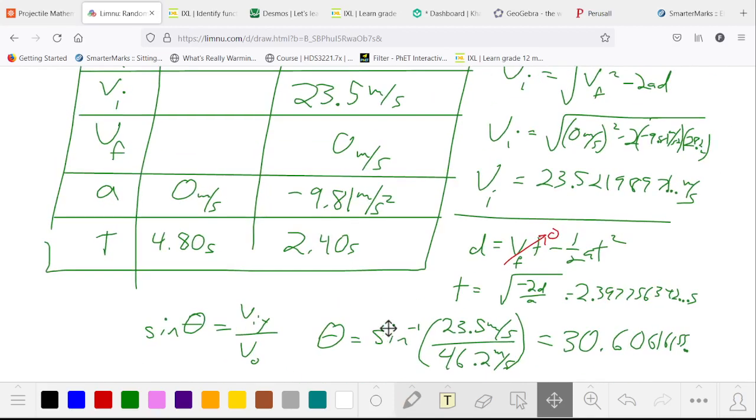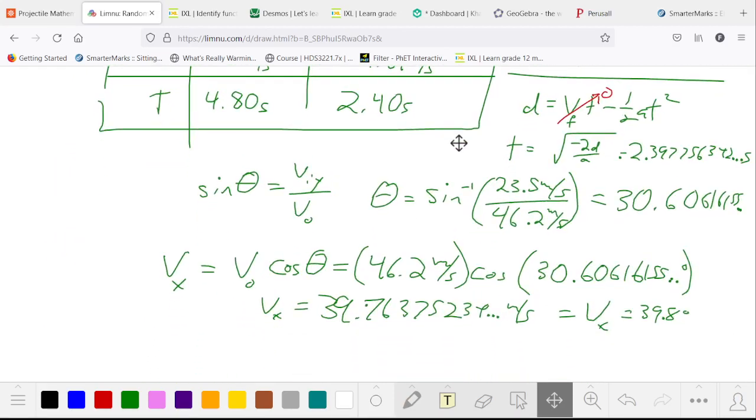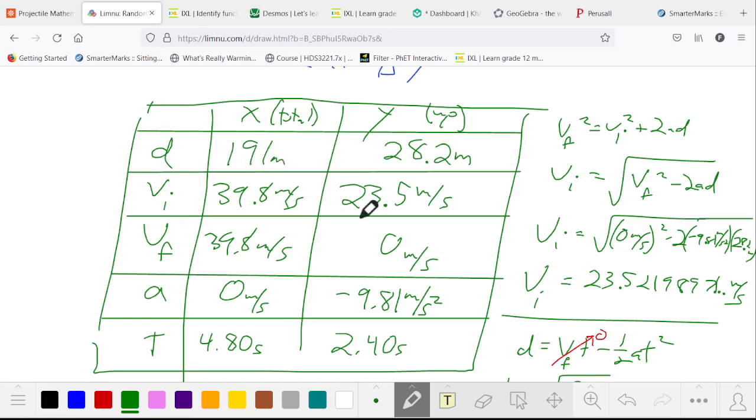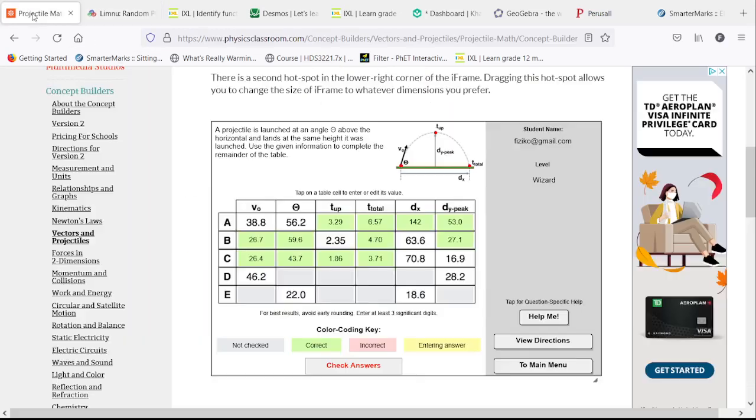So now I think we just have the horizontal distance left to calculate, because we have 39.8 meters per second and 39.8 meters per second. And it travels that for about 4.8 seconds. We multiply velocity by time. And our horizontal distance is 191 meters. Now we've got what we need to finish that chart.